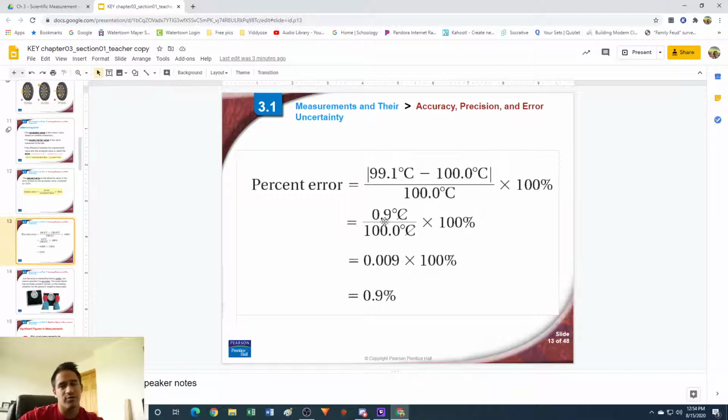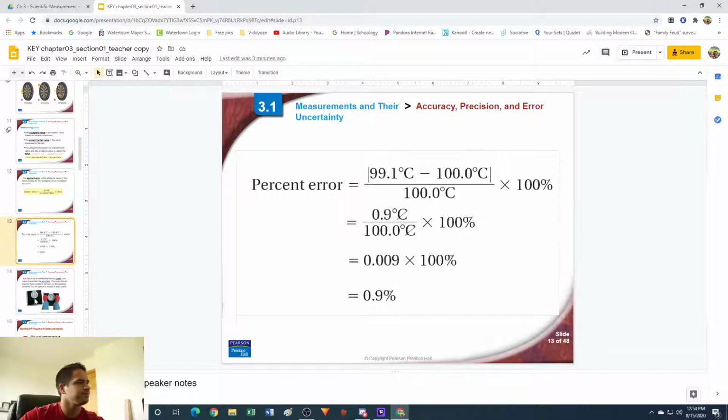Celsius. However, if we want to find our percent error, we would take the absolute value of that, so positive 0.9, divide that by 100 degrees Celsius, and then times 100%, and we'd find that our thermometer has a percent error of 0.9%, which, to be honest, is pretty good. So that's probably acceptable. Granted, it doesn't say exactly 100 degrees, but it's pretty close.